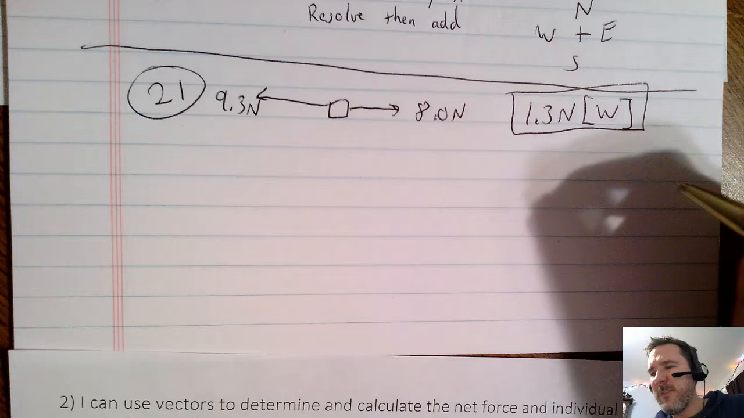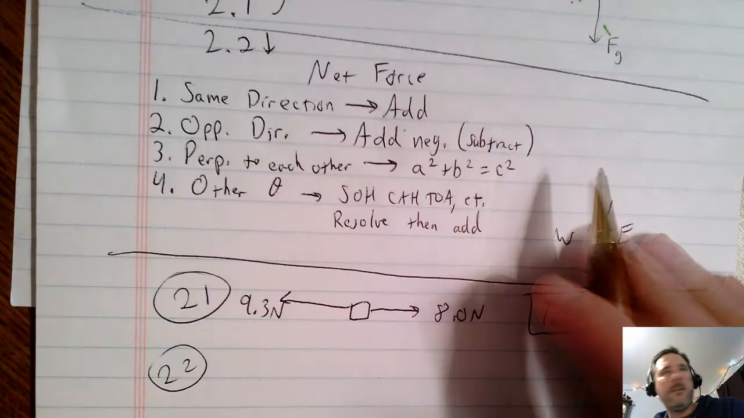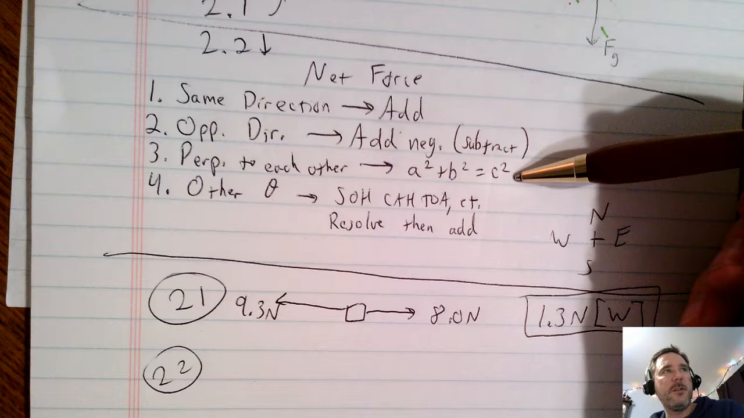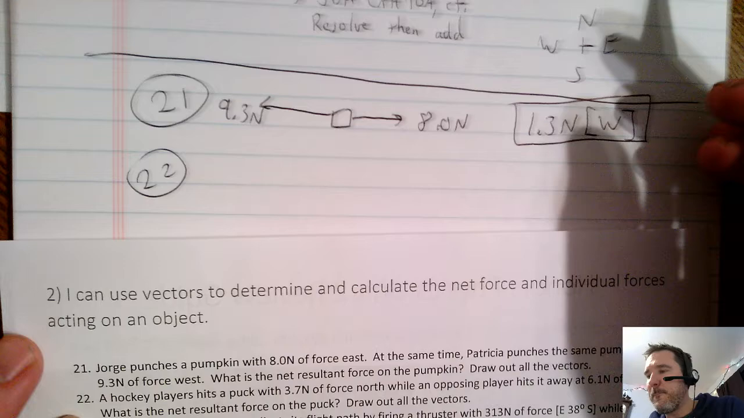So I guess I'll do this one, but this is what we were talking about earlier, where they're not in the same direction, they're not opposite, they're perpendicular to each other. So we're just going to do the Pythagorean theorem here. So 3.7 to the north and 6.1 to the west.